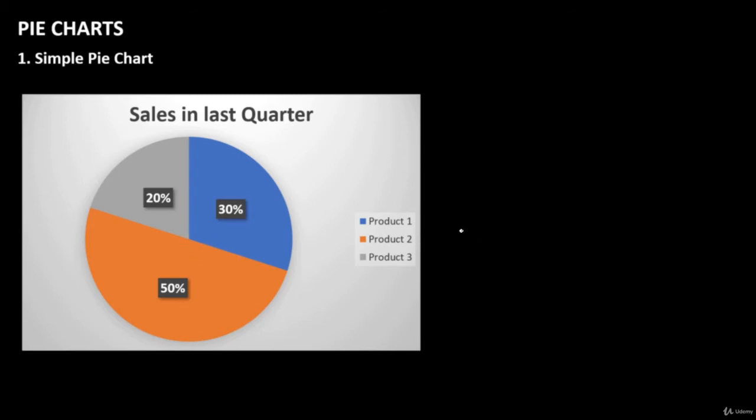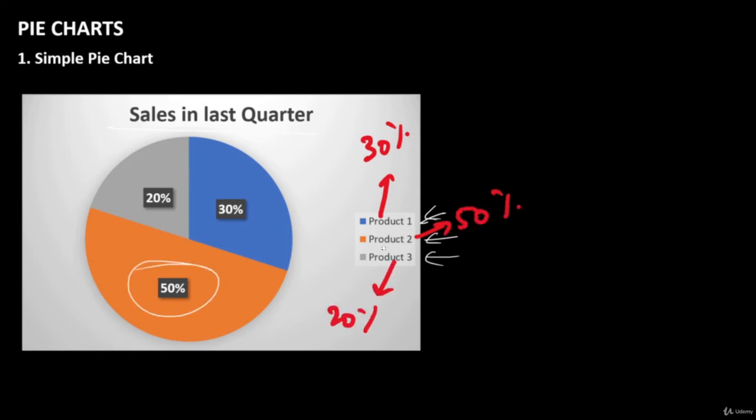Now in the legend, you can see that blue is product 1, right? And orange is product 2 and gray is product 3. So how do we read this? Over here, you can see that 30% of the sales in the last quarter came from product 1, right? Similarly, you can see that 50% of the sales came from product 2 and 20% of the sales came from product 3. So that's a simple pie chart.